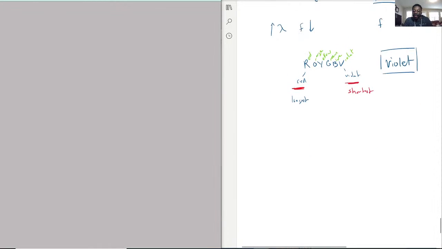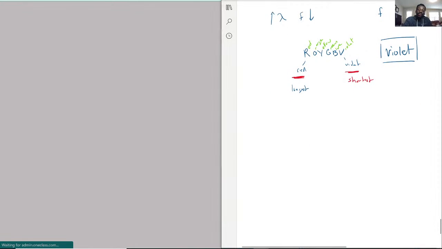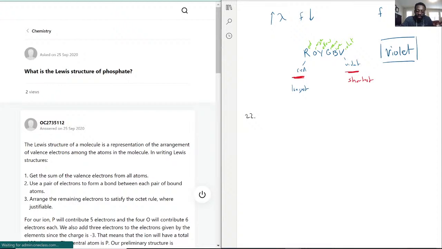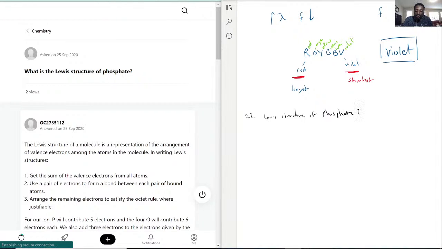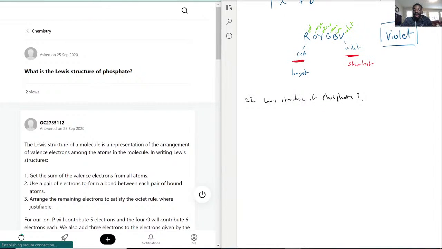So with that being said, question 22. What is the Lewis structure of phosphate? When they say phosphate, they have to mean the phosphate ion. Like I said, they would mean the phosphate ion, which is something you do have to memorize as well.